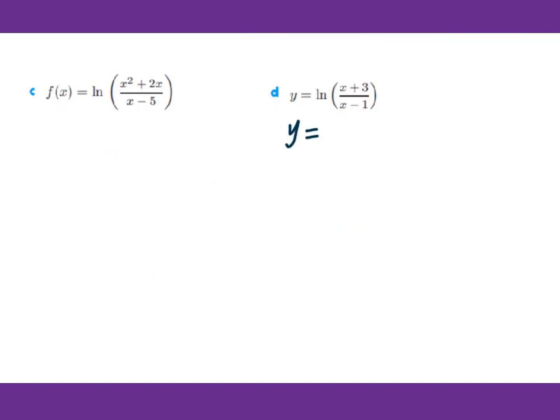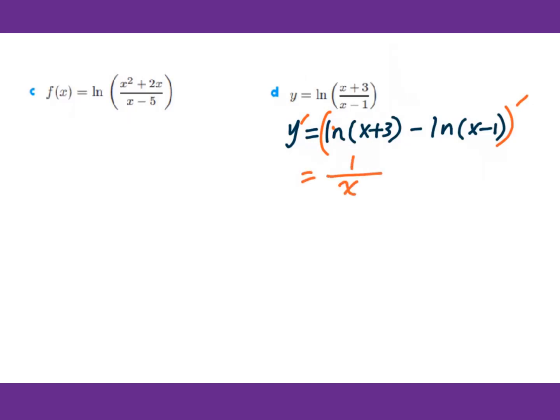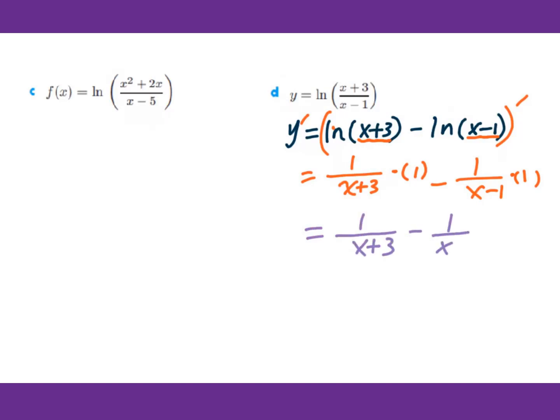We do the expansion first. So natural log of x plus 3 minus natural log of x minus 1. Derivative for y means derivative to this function. So you will get 1 over x plus 3 times 1. Using chain rule, do the derivative of x plus 3, minus 1 over x minus 1 times derivative of x minus 1 will be 1. So your answer will be 1 over x plus 3 minus 1 over x minus 1.